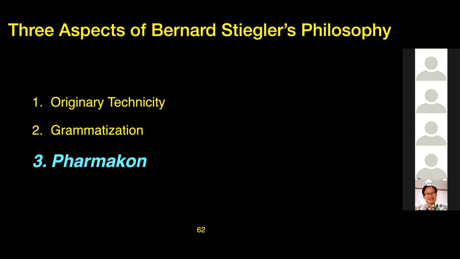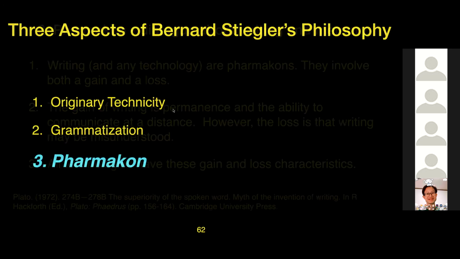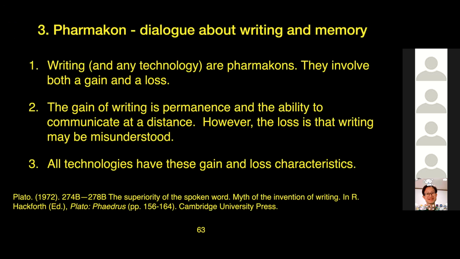We have seen how the original technical characteristic of humans called originary technicity is revealed in grammatization. Grammatization is a process that transforms continuous flows of human thought, action, and activity into incremental steps that Stiegler categorizes as literal, mechanical, analog, and digital. The last aspect of Stiegler's philosophy that I will consider here is the pharmacon. The pharmacon is an important concept in Western thought and has been known and discussed since antiquity.